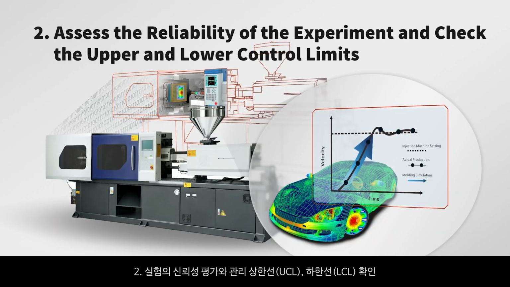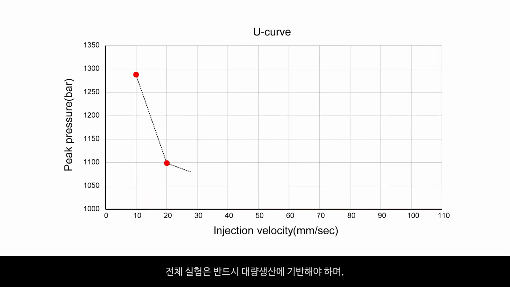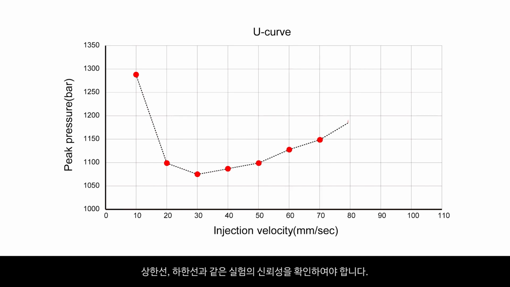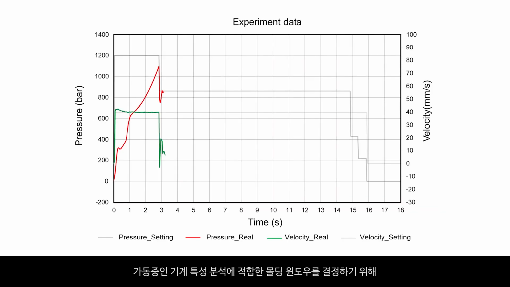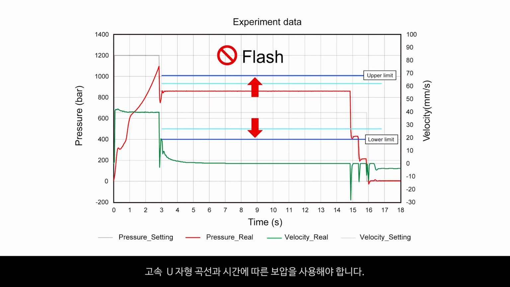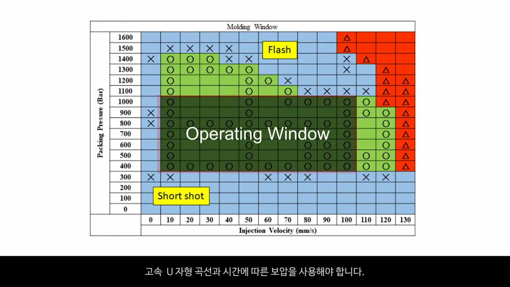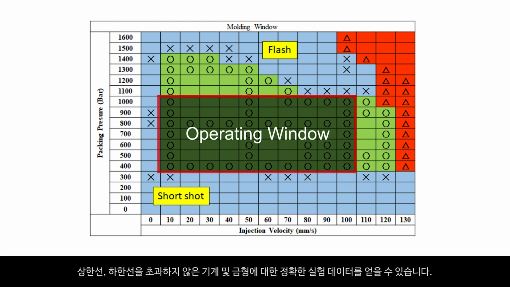2. Assess the reliability of the experiment and check the upper and lower control limits. The entire experiment must be based on mass production. And confirm the reliability of the experiment, which is the upper and lower limits. To do so, we can use the speed U-shaped curve and packing pressure with time to determine the molding window that is suitable for running machine characteristics analysis. With the right molding window, we can capture accurate experimental data on machine and mold without exceeding their limits.